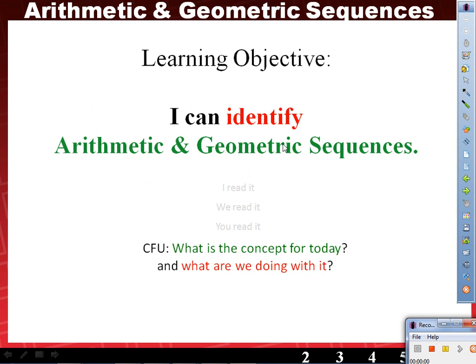I can identify arithmetic and geometric sequences. On three: 1, 2, 3. I can identify arithmetic and geometric sequences.